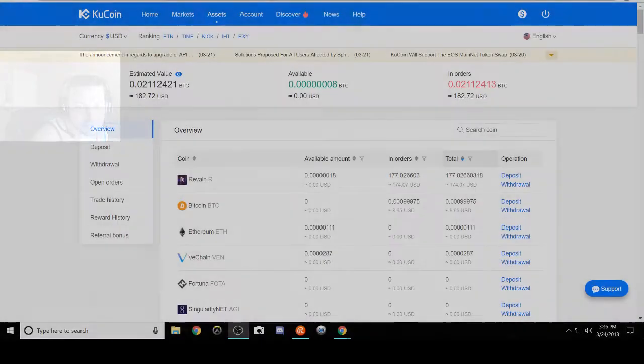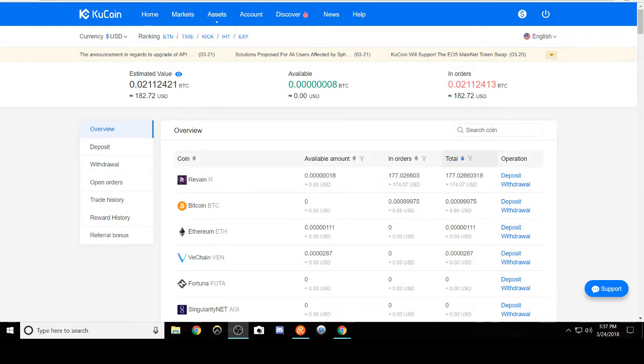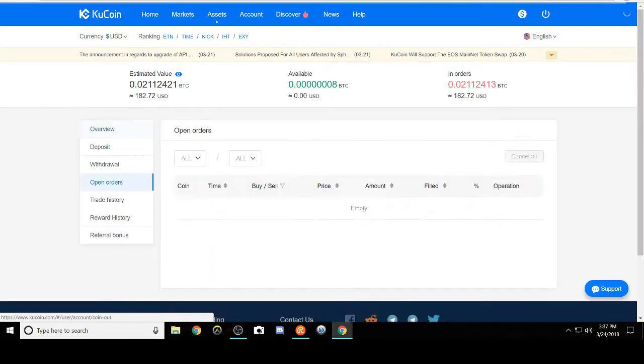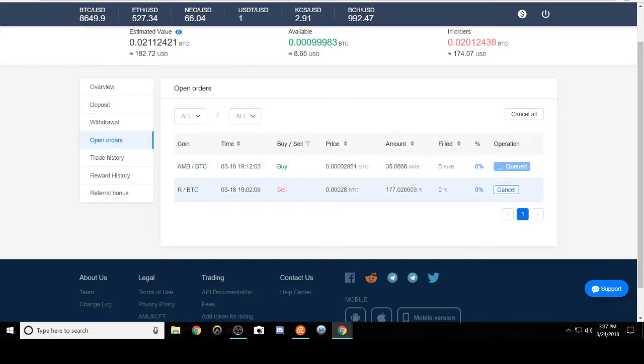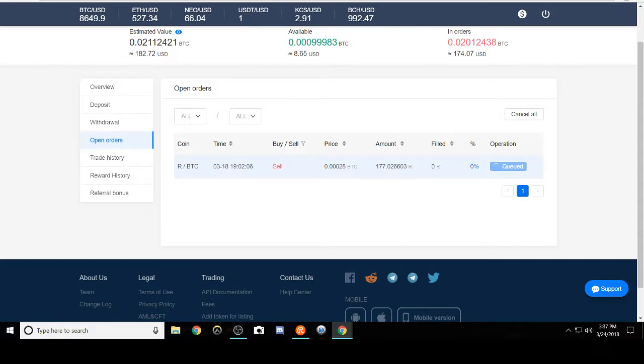I'm actually gonna switch my screen back over so that you guys can see how we're gonna do this. Desktop. Alright, so I'm on KuCoin right now. This is another exchange I use. I don't use this one a lot, but what is this? In orders. Maybe cancel those. I don't know why I'm in orders on those. That is actually the worst.